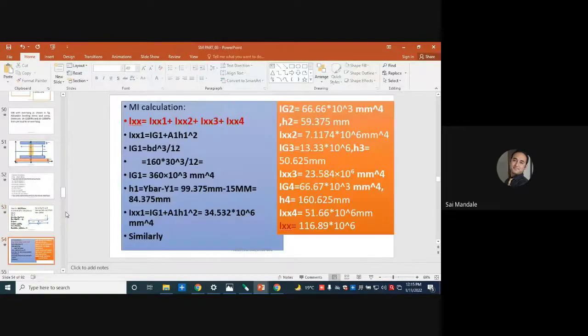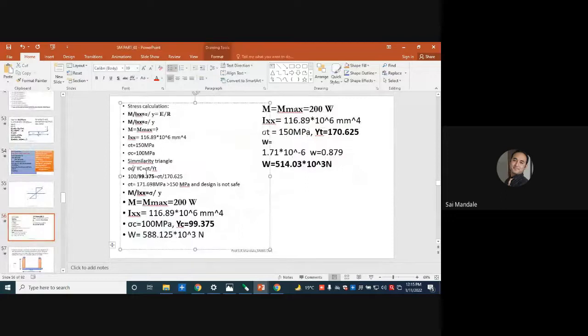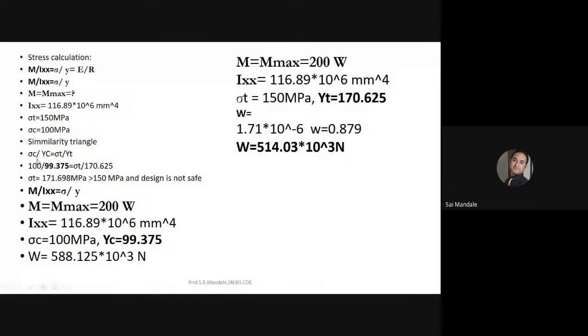So we just have to put those values into the equation, sigma C upon YC and sigma T upon YT. 100 is given to you, YC is nothing but Y bar, sigma T is given to you, and YT is equal to 170. Now here we are going to check the safety.